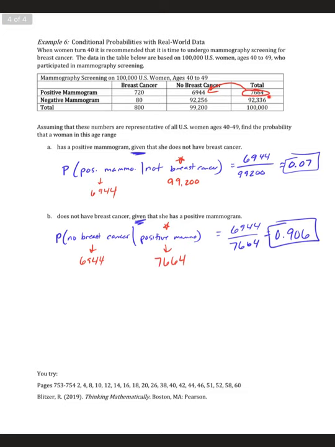So we see that a total of 7,664 has a positive mammogram, and of those, 6,944 do not have breast cancer. So we set up our fraction and we divide it out, and I just rounded to my nearest thousandths place to get 0.906.